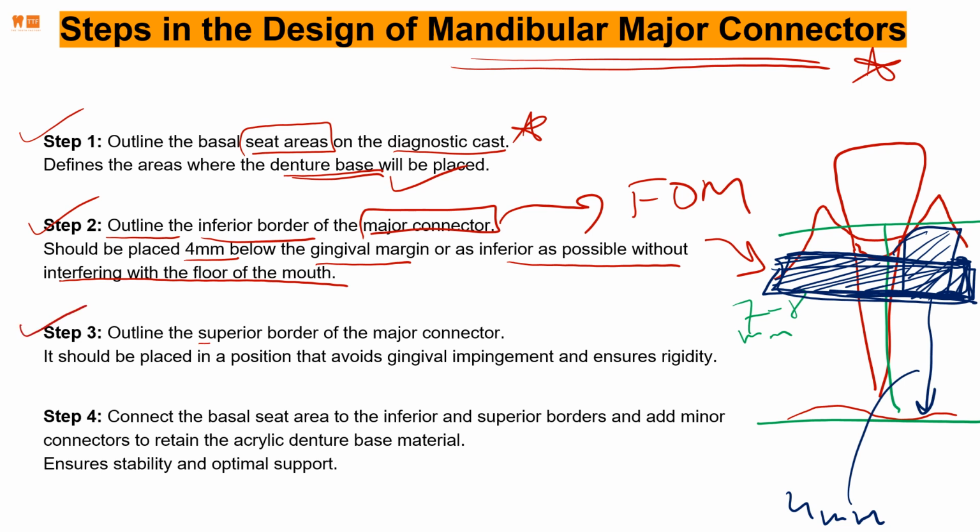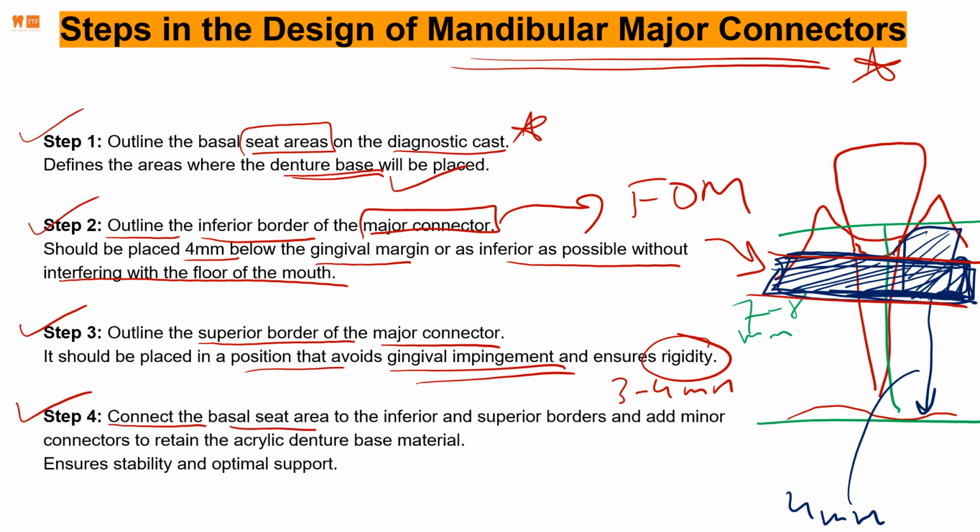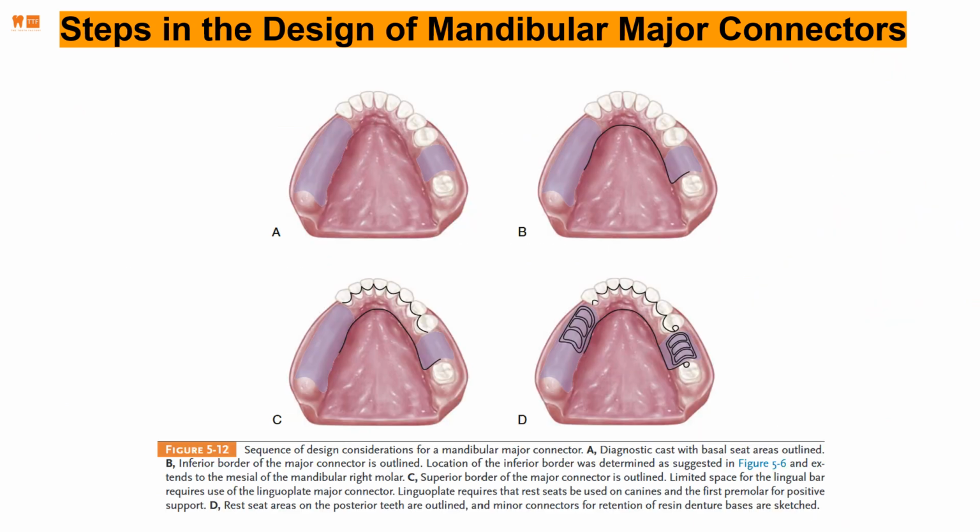Step 3, outline the superior border of the major connector. It should be placed in a position that avoids gingival impingement and still ensures rigidity. By that, it means it needs to be 3 to 4 millimeters wide. Step 4, connect the basal seat area to the inferior and superior border and add a minor connector. Minor connector will retain the acrylic denture base material to this major connector. It ensures the stability and optimal support. Now this I will show at the very end in a diagram that we will discuss.